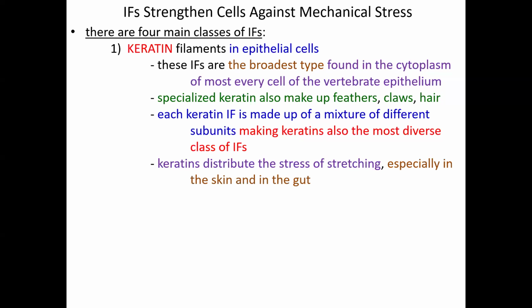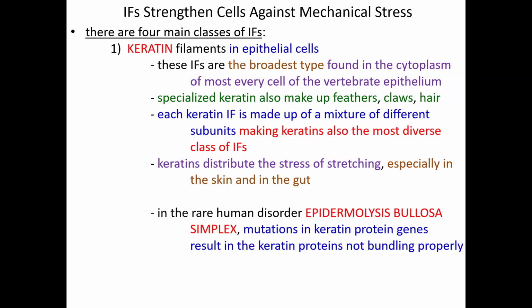Keratins do what all intermediate filaments do. They distribute mechanical stress of stretching, especially in the epithelial cells, in our skin, which stretches as we move, in our gut as we eat and the stomach stretches or the intestines stretch, in our lungs as we breathe in and breathe out, and our lungs expand and contract with the filling and losing of air. Epithelial cells need to stretch in the context of their jobs, in the context of their work, and intermediate filaments, specifically keratins, allow that to happen.